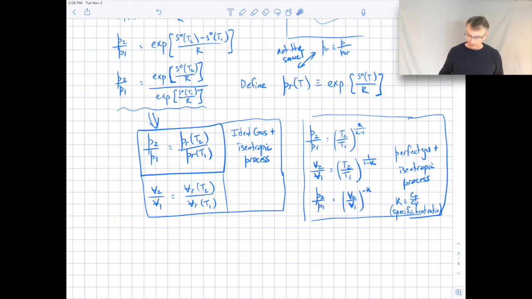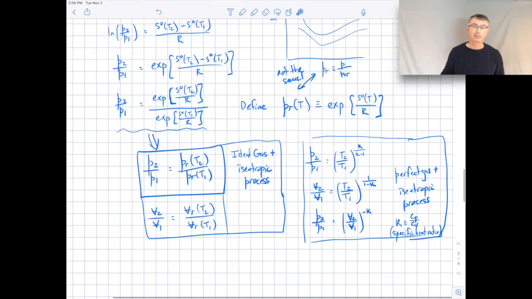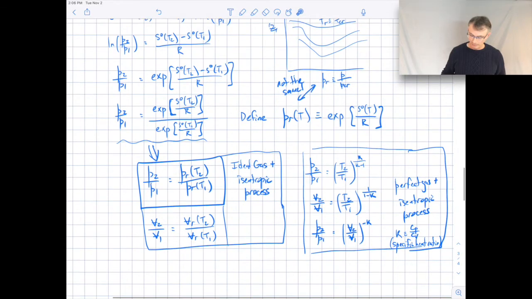So this set of equations is, again, very convenient to work with as long as you're dealing with a perfect gas, so an ideal gas with nominally constant specific heats, meaning the temperature range isn't too large, and in particular for an isentropic process. So these are only for isentropic processes.